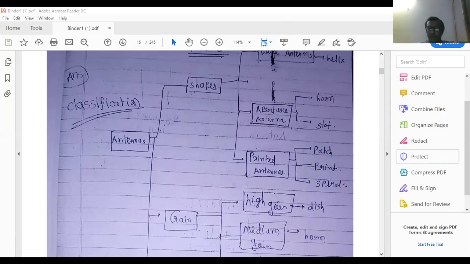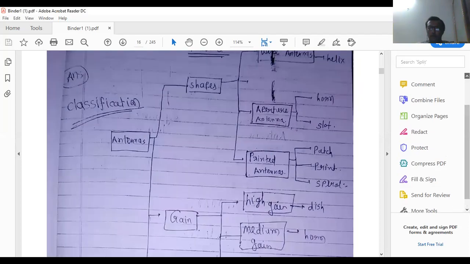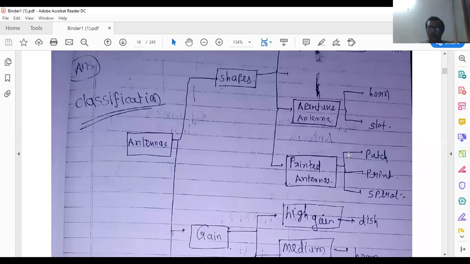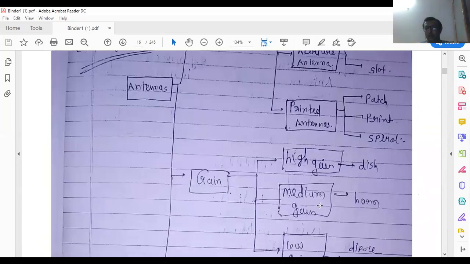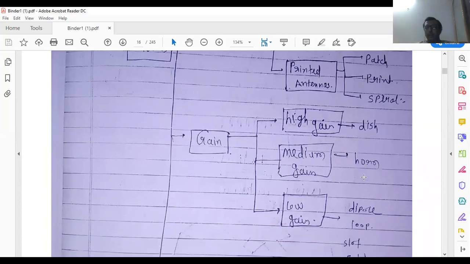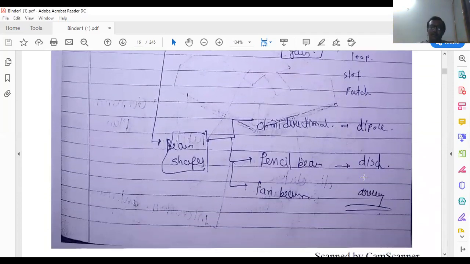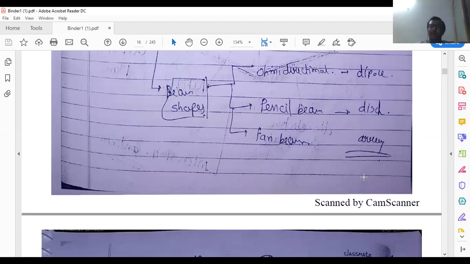Low gain antenna, high gain antenna, and medium gain antenna. What is the meaning of that? This antenna contains the highest gain. This antenna means what? Parabolic reflector type of antenna. Next, horn antenna is known as a medium gain type of antenna, and low gain type of antenna means dipole, loop, that type of antenna. Beam shape: omnidirectional antenna, pencil beam and fan beam. It is considered as a beam shape.